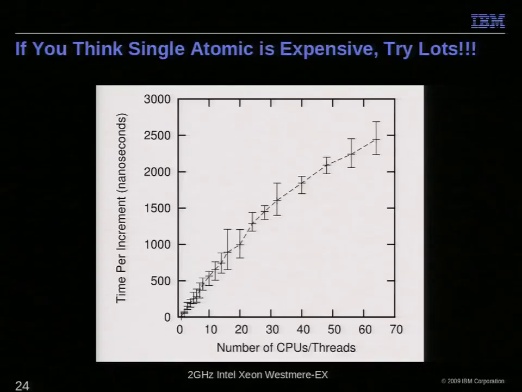Why is that happening? I mean, it's an atomic instruction, a single instruction. Why is it so slow? Why is a single instruction taking 2,500 cycles?